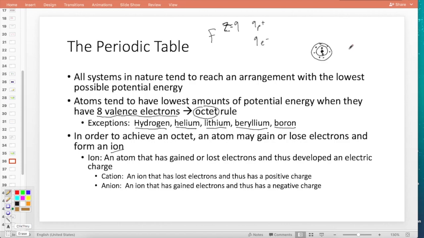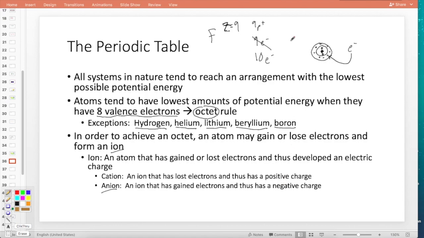So let's imagine that it gains an electron. It's capable of picking up an electron, and it gains that electron. So it no longer has 9 electrons, it has 10 electrons. So think about this. Do the number of protons and electrons balance each other out now? No. It now has more negatively charged particles. It has gained an electron. Therefore, it has more electrons than protons. Therefore, we can say that fluorine has become an anion. This is an ion that has gained electrons and thus has a negative charge. Fluorine has a negative charge.